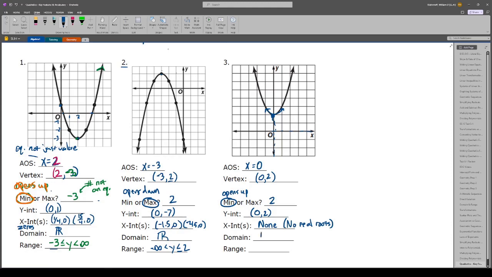Our domain is still all real numbers, and our range is 2, that same number we had in our minimum value, is less than or equal to y is less than infinity. So there's some examples. Hopefully that helps you to identify all those key features in your homework.